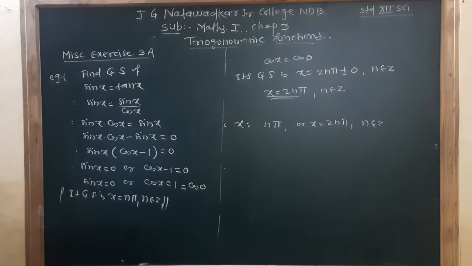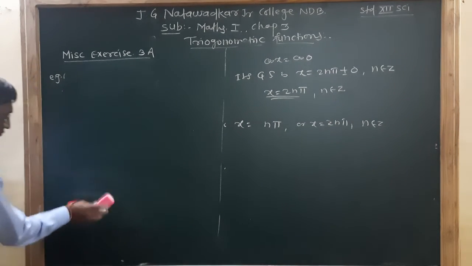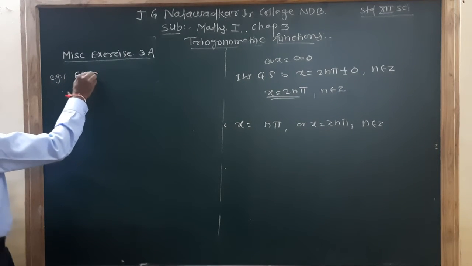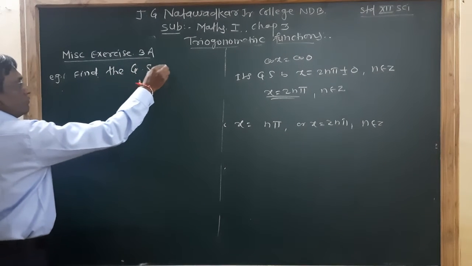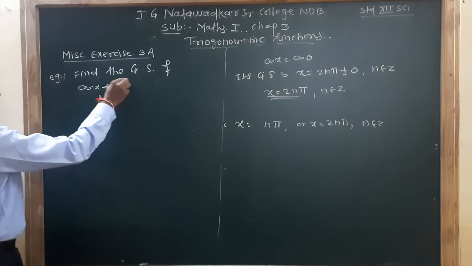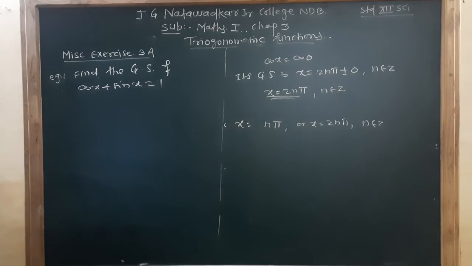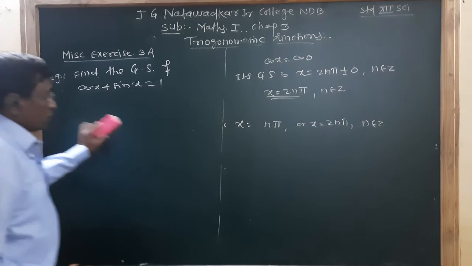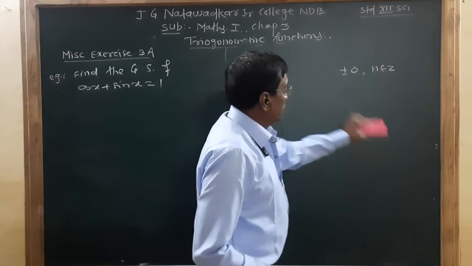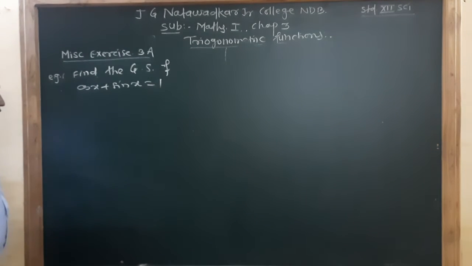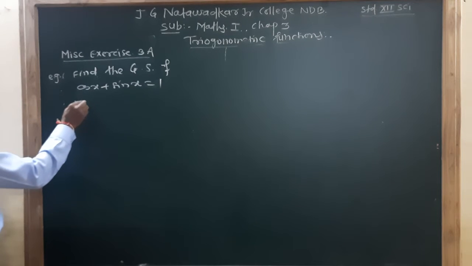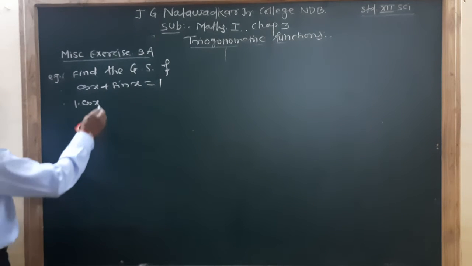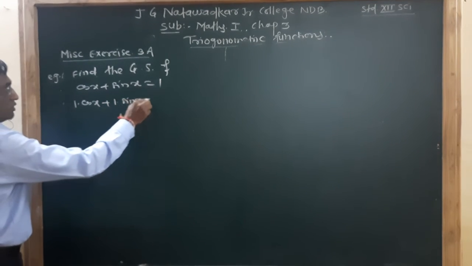Okay, understood? Now after this, I will take one more example: cos x plus sin x is equal to 1. Find the general solution of cos x plus sin x is equal to 1. Okay, so here we will adjust the equation. I take the given equation cos x plus sin x equal to 1. So here 1 into cos x, there is no number, meaning 1, and 1 multiplied to any term gives the same answer, plus here also 1 into sin x equal to 1.